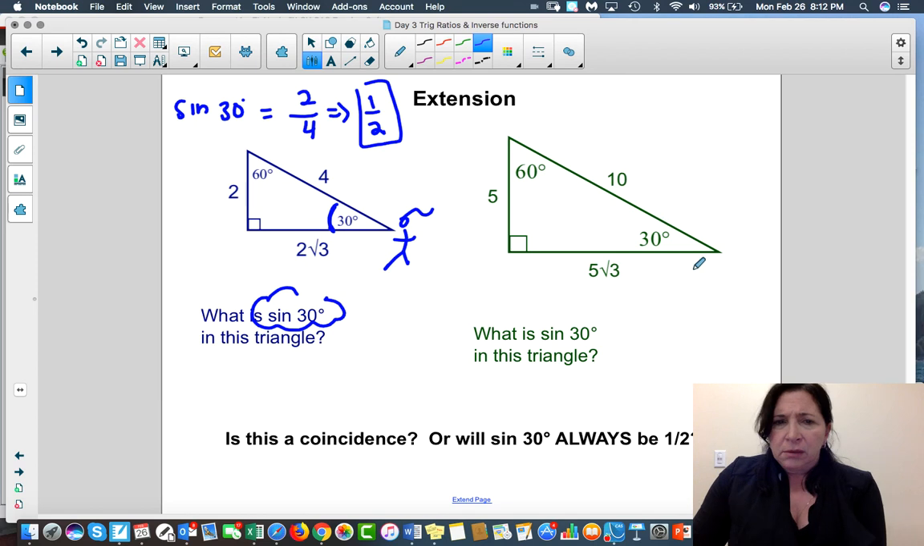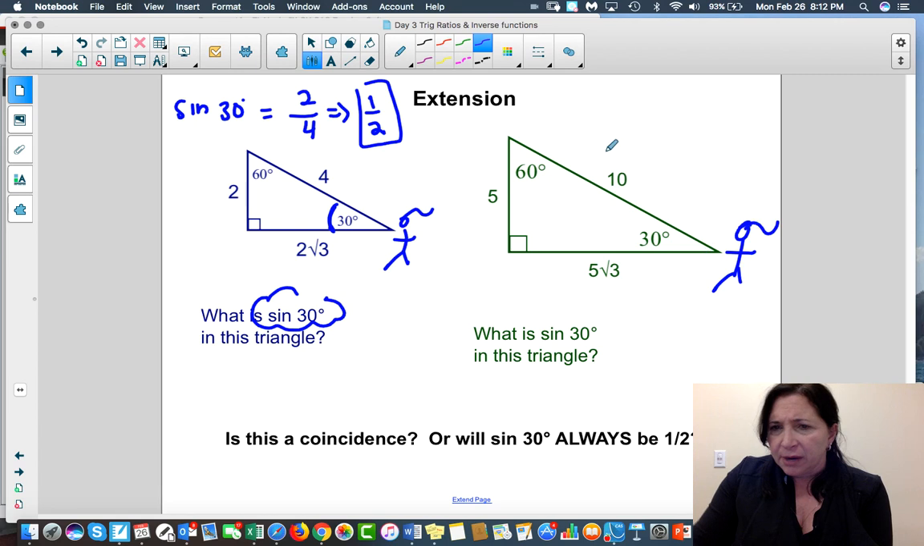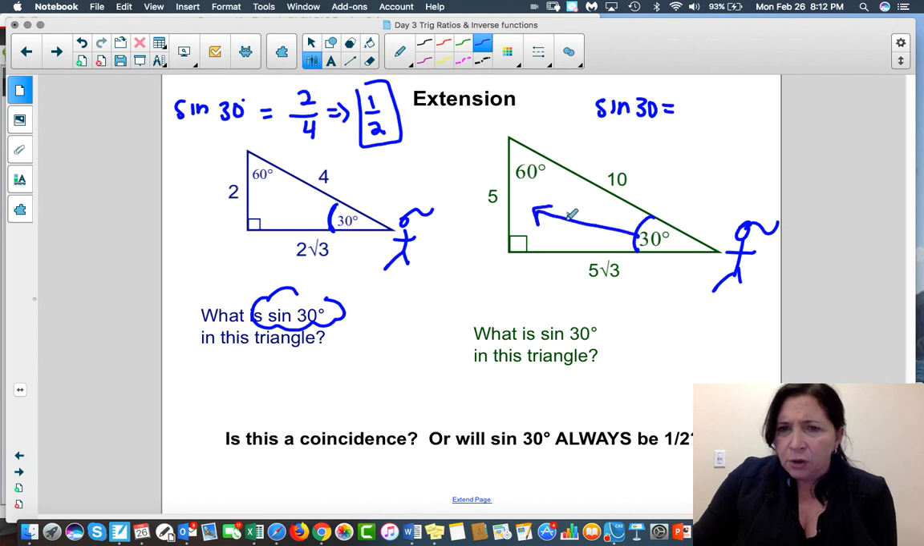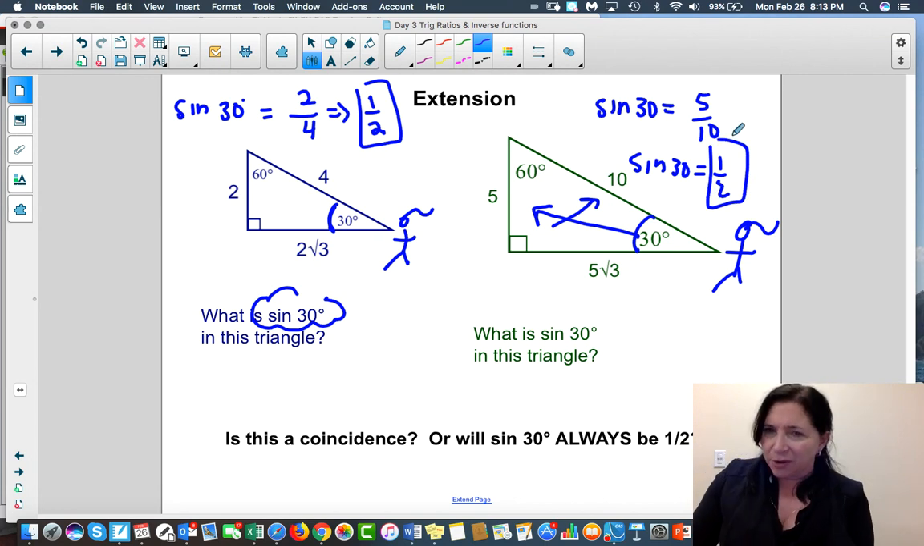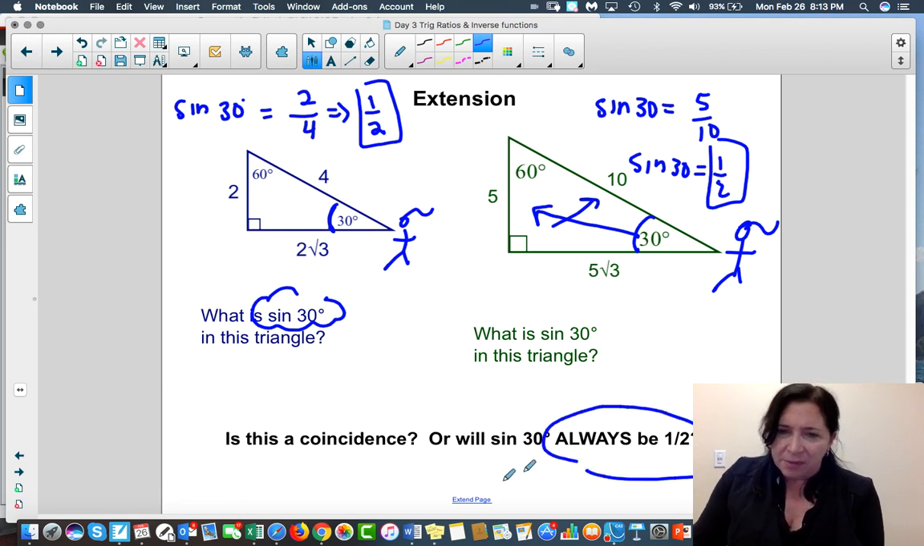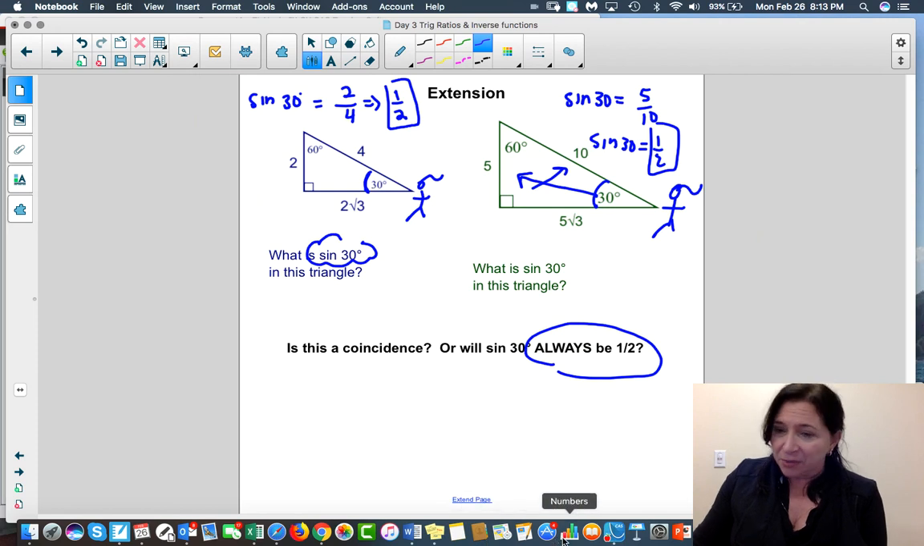Now, let's say I was over here at this angle, that triangle. So put yourself here. All right, there you are, sine of 30. So let's do that again. Sine of 30 degrees is equal to opposite over hypotenuse. So that's going to be 5 over 10. And sine of 30 ends up being equal to 1/2 again. Okay, so do you think this is a coincidence, or is sine always going to be a half? And if you said it's always going to be a half, then you'd actually be right. Okay, we'll get into that soon.